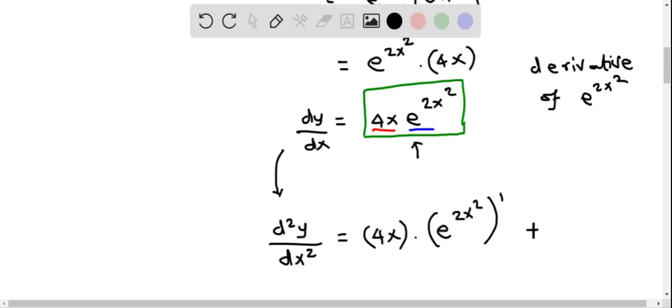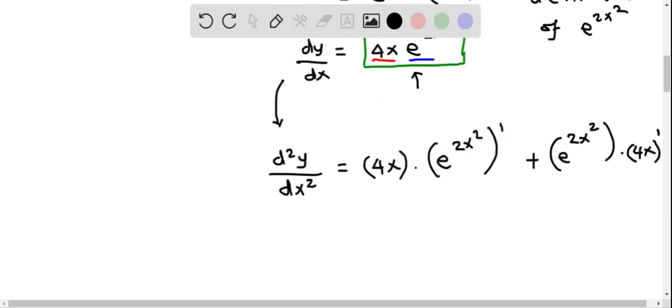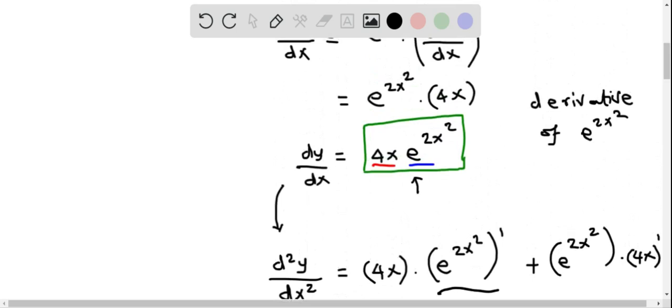And then using the product rule, we now put the second term, that is e raised to the power of 2x squared, and this has to be multiplied with the derivative of 4x. So I write this in symbol notation, that is 4x prime. So we should write down the derivative of 4x. And so therefore, let's put this 4x here. And notice that we have already found the derivative of the expression e raised to the power of 2x squared, which is in fact the first derivative of the given expression. So we can put this directly over here.